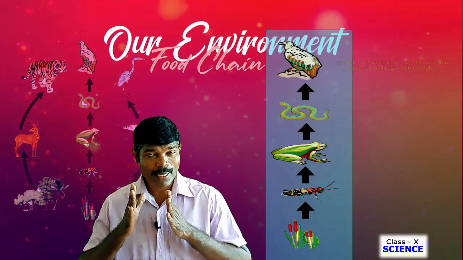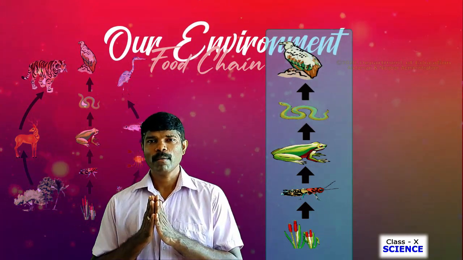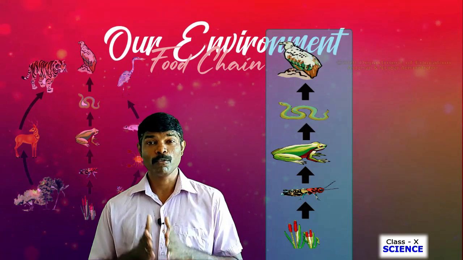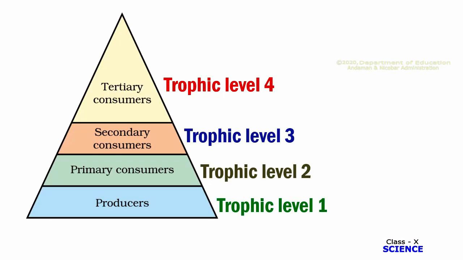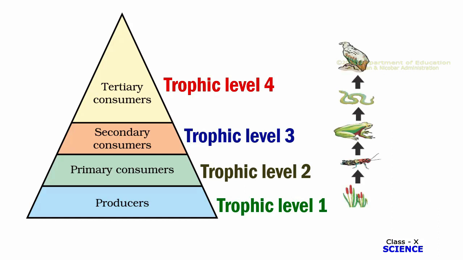So we see in a food chain at most 4 trophic levels; beyond that we don't find. Now look at the diagram which shows various trophic levels. In all the cases in the diagram you can see different trophic levels. The first trophic level comprises the producers in all the cases. All the green plants come under the producers.